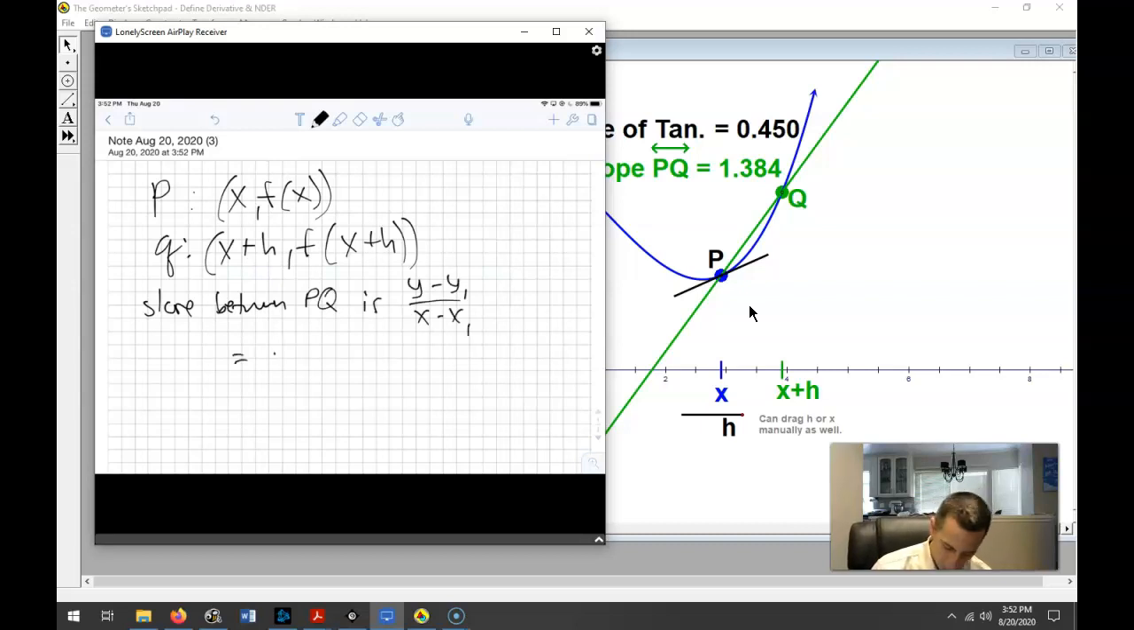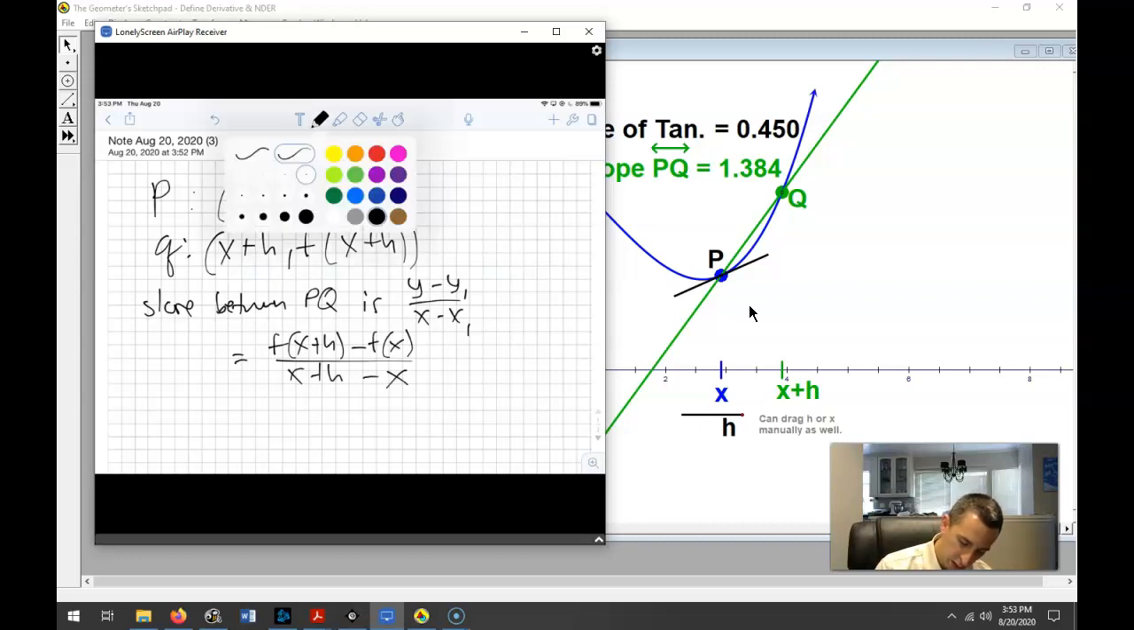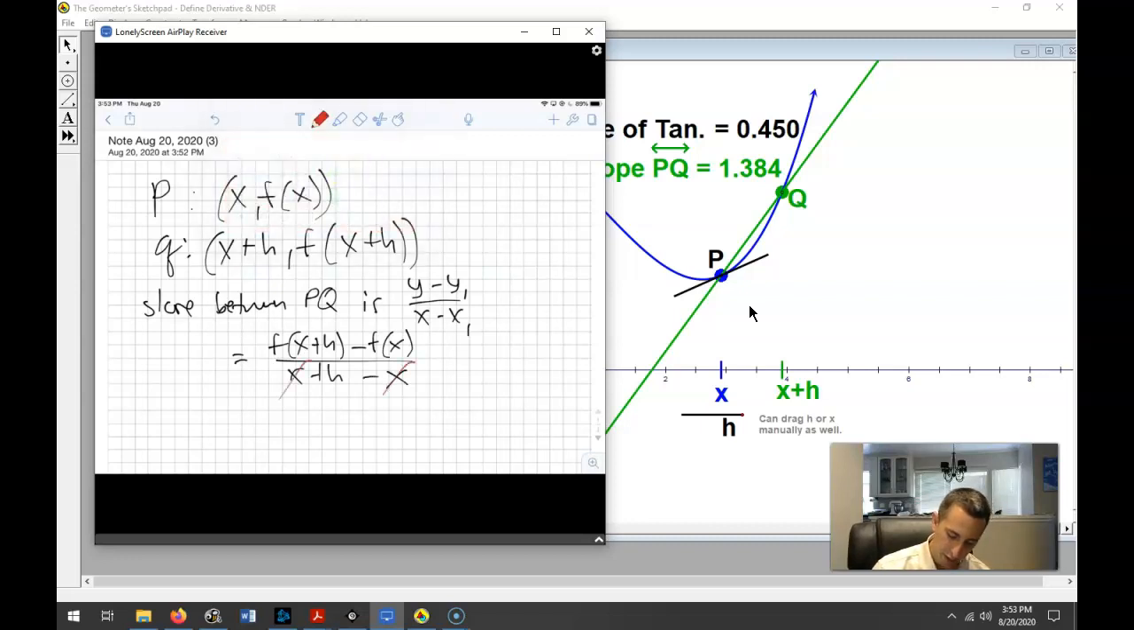So that slope would be f of x plus h minus f of x divided by x plus h minus x. Now, a lot of the cool kids recognize, of course, that the x's cancel in the denominator. So you could write this as f of x plus h minus f of x divided by h. Again, this is the slope of the secant line between P and Q.